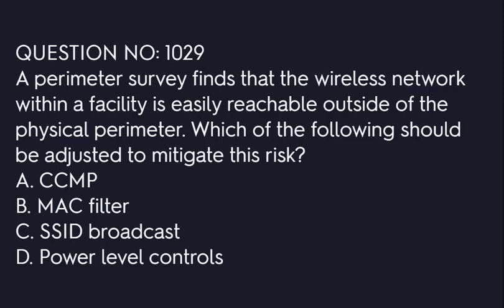Question no. 1029. A perimeter survey finds that the wireless network within a facility is easily reachable outside of the physical perimeter. Which of the following should be adjusted to mitigate this risk? A. CCMP, B. MAC filter, C. SSID broadcast, D. Power level controls. D.